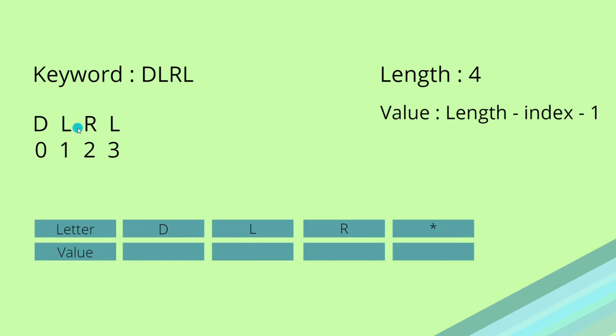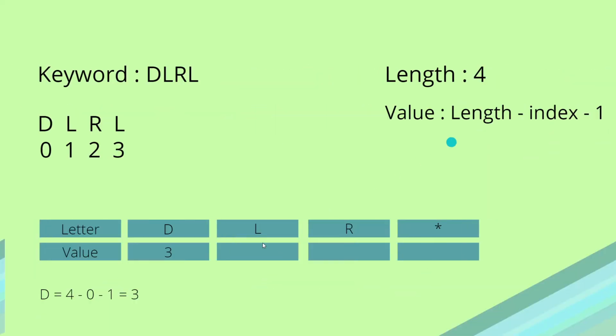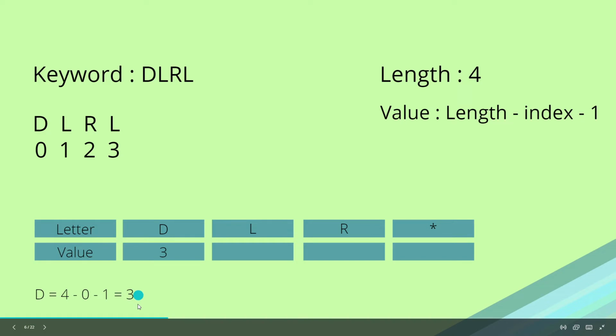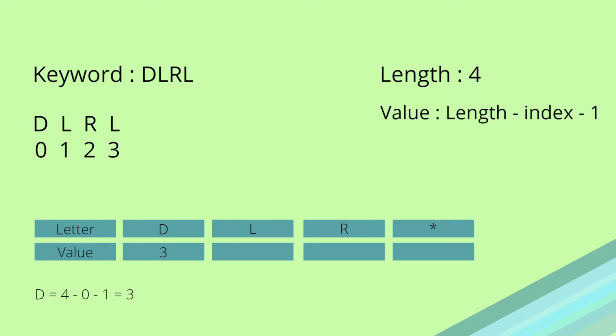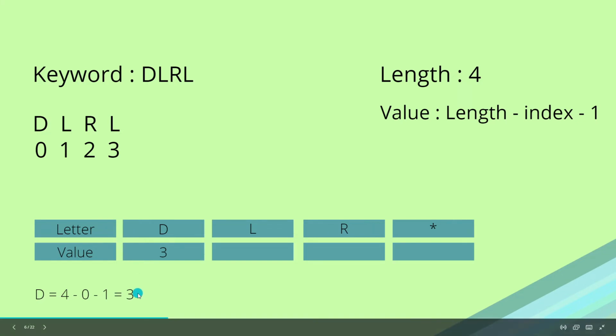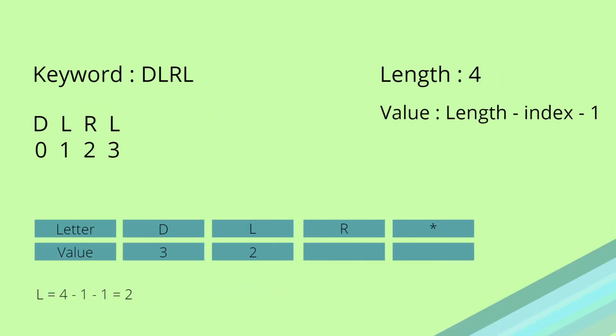So let's try to work it out for the current given keyword. First we start from the leftmost character, which is D. Its index position is 0. So we use it in our formula and find 4 minus 0 minus 1. So the number of steps to be skipped if we encounter the character D as the mismatched character in the string would be 3. We repeat this process for L. We find the value 4 minus 1 minus 1, which is 2. Similarly, for R, we get 1.